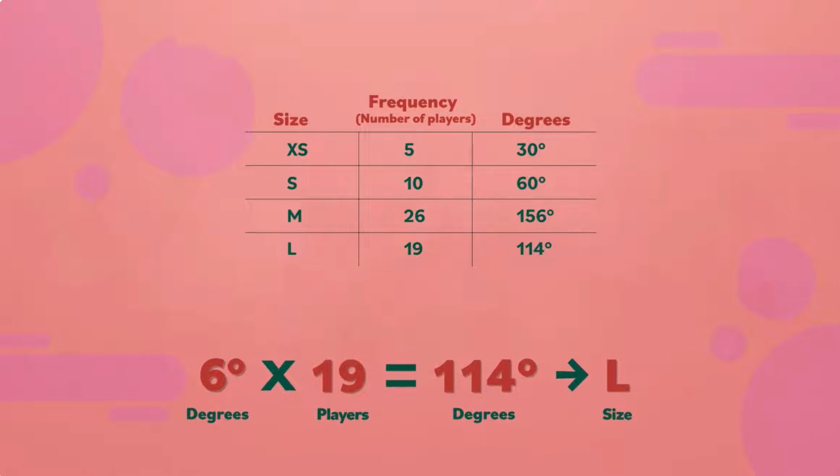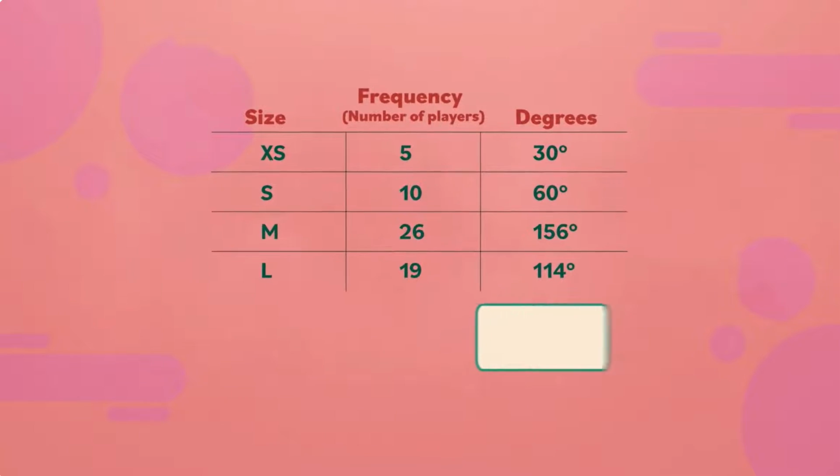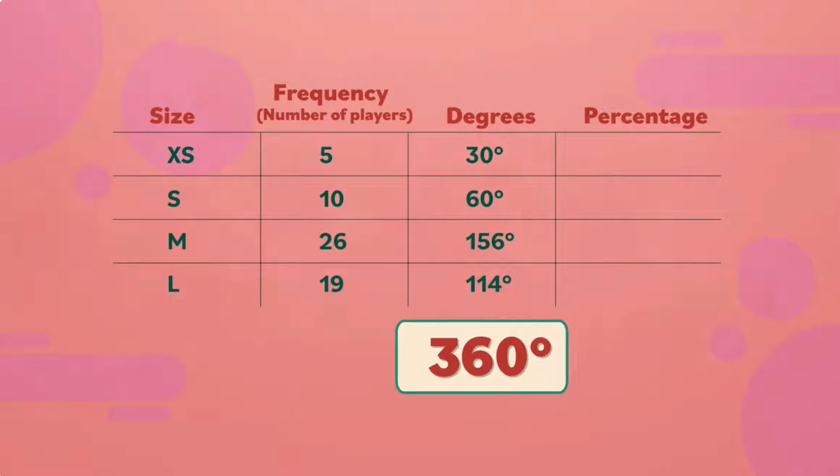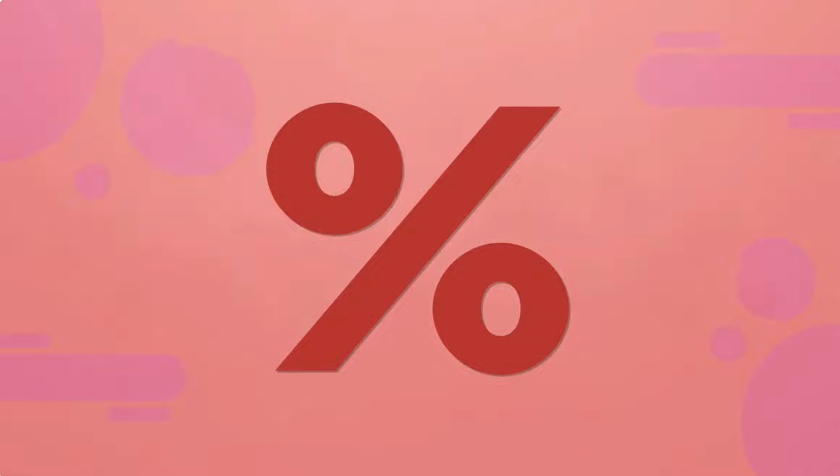To double check her division, the coach adds up the numbers in the degrees column. This equals 360 degrees, which means that her calculations are correct. Finally, she adds a fourth column, which will show the percent of each size.